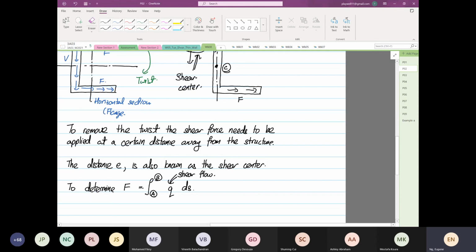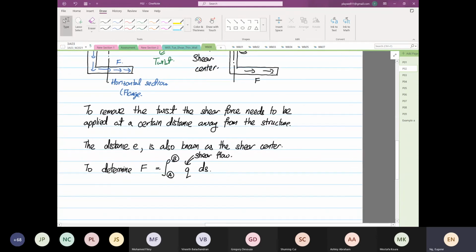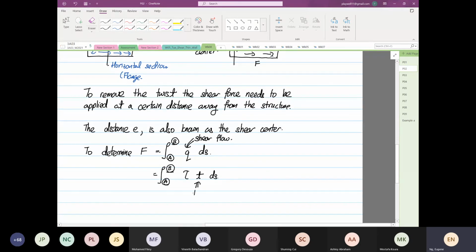And then if we are going to use shearing stress, again this can be A and this can be B. Then all you need to do is the shear stress multiplied by the thickness. So over here, you just have to include your thickness.